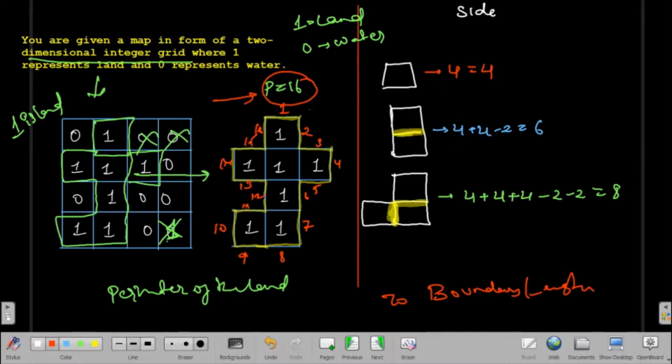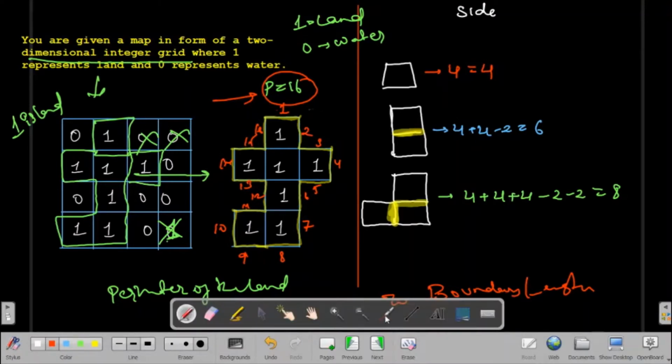So how are we going to solve this? Before solving this question we have to understand one thing. If we are given only one box, meaning only one land, then we will just return 4, because for one box we have four sides.